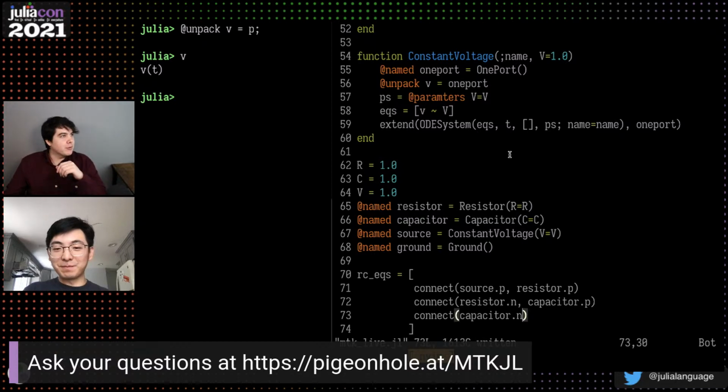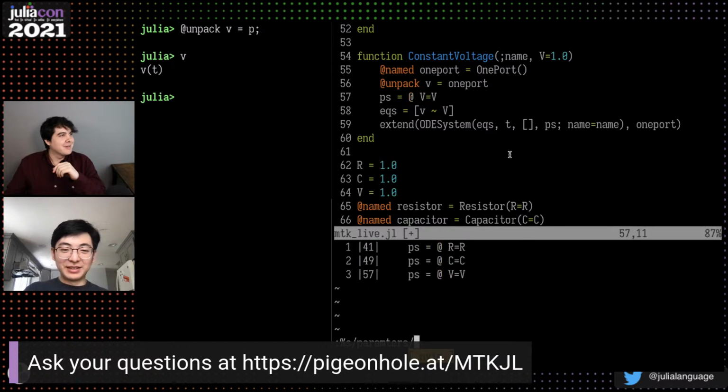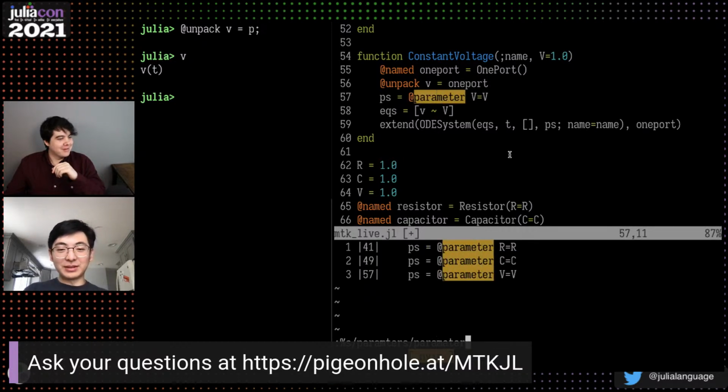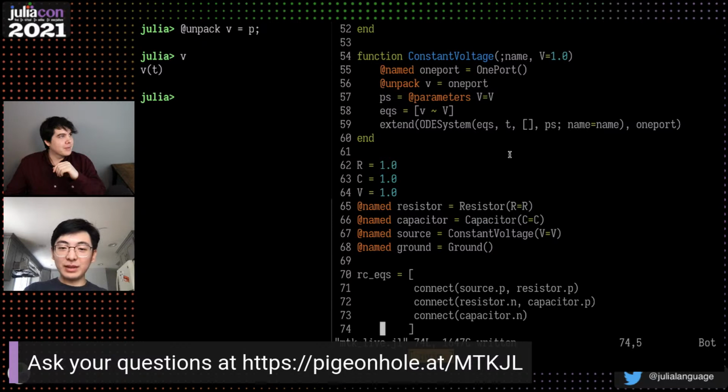There is an astute viewer who noticed that all of your app parameters are missing an E. Right. Yep. Yeah, and then we connect the negative pin of the capacitor with the negative pin of the voltage source, also the ground. Yeah, never forget the ground.